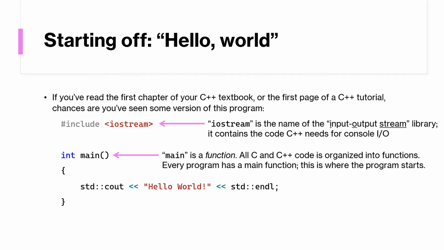Now, IOStream is the name of the input-output stream library. Okay, it contains the code C++ needs for console I/O. A console is a screen that contains only text. Okay, you'll see several screenshots from consoles in today's presentation.